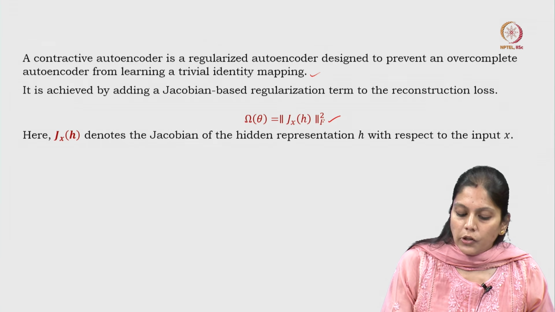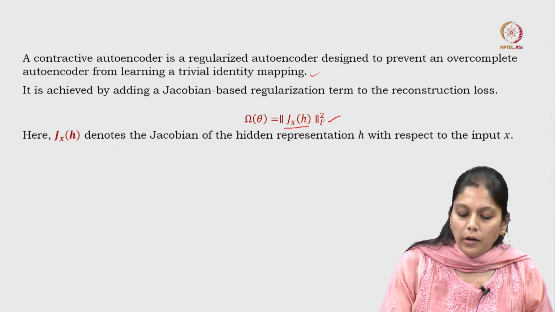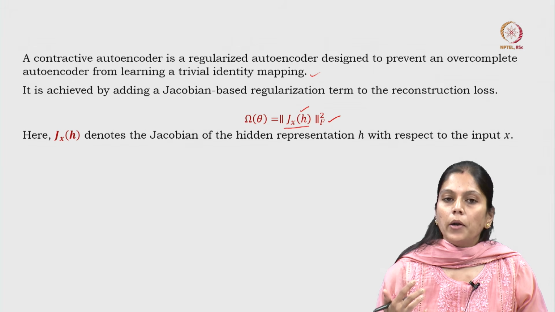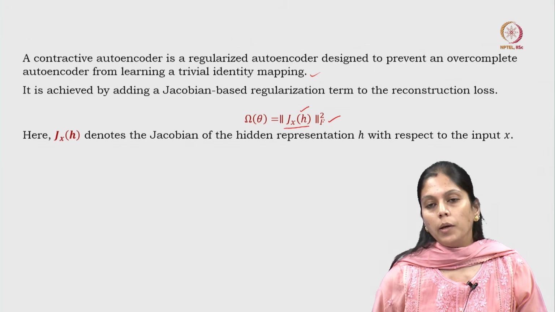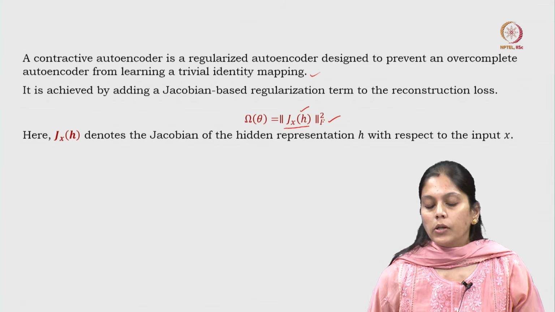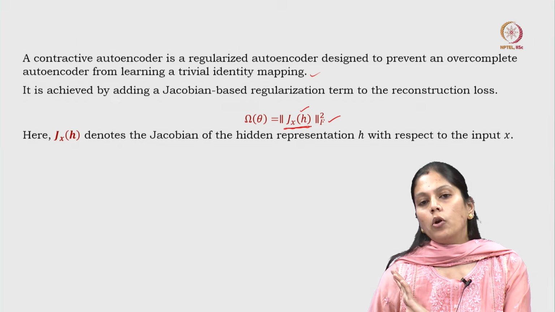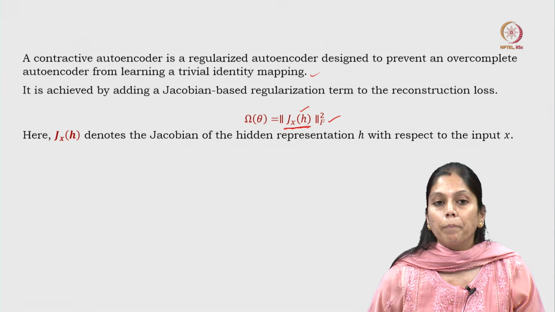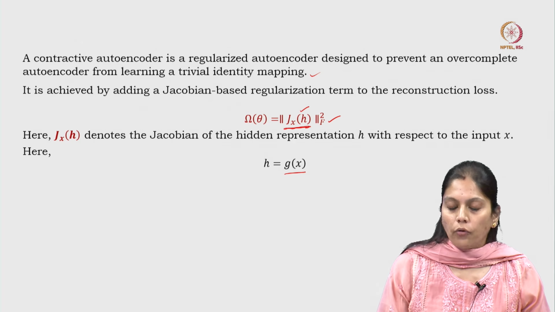And thus this J of x given h denotes the Jacobian of the hidden representation h with respect to the input x. So this is what this particular term denotes. It is the Jacobian of all the hidden units h with respect to input x. In this, h is denoted as g of x.